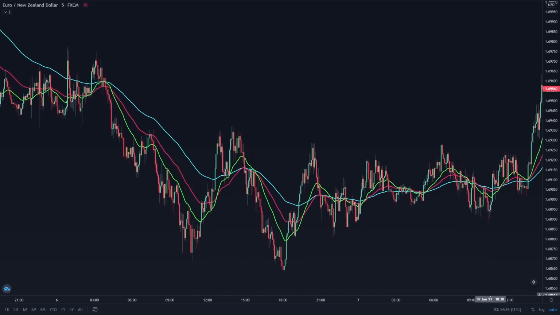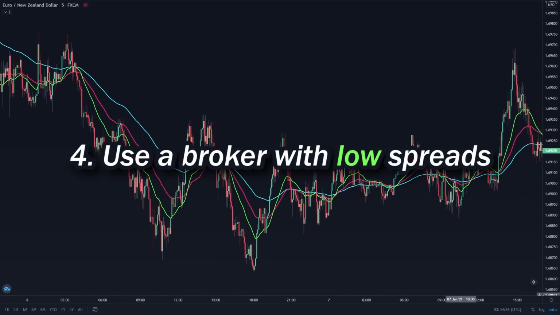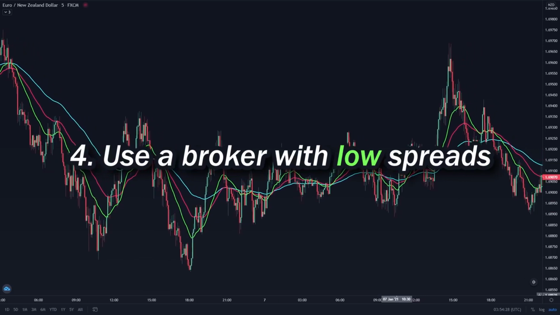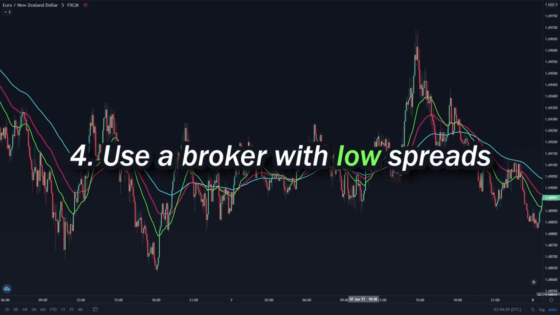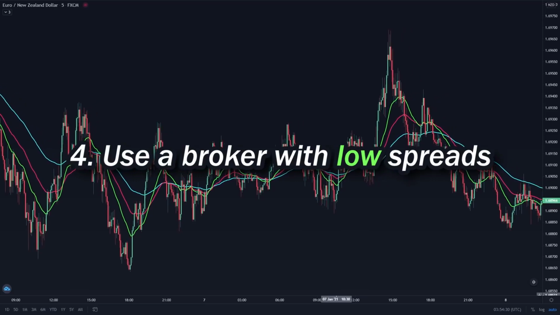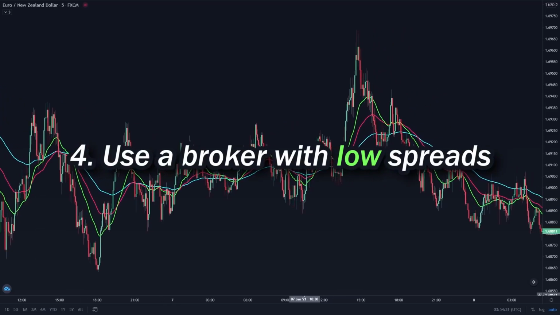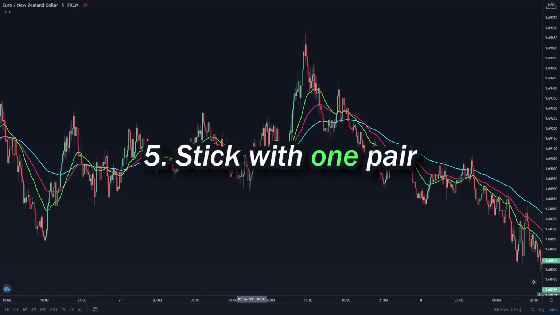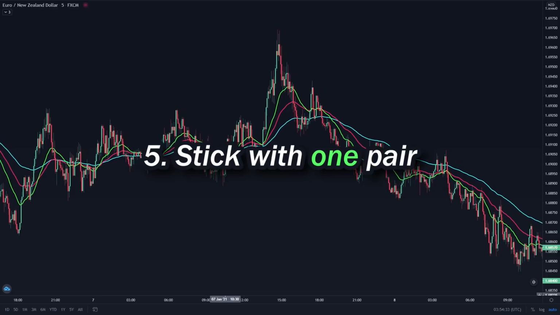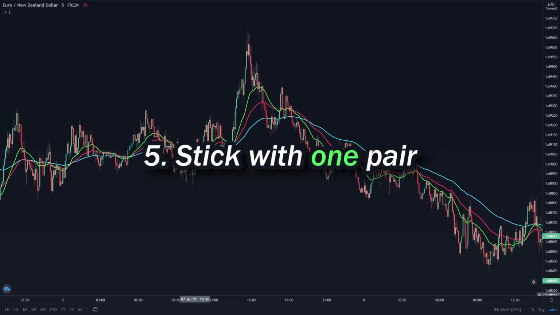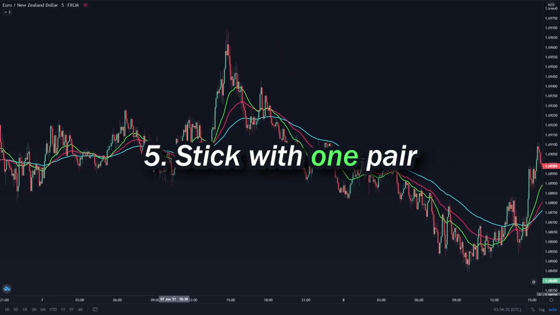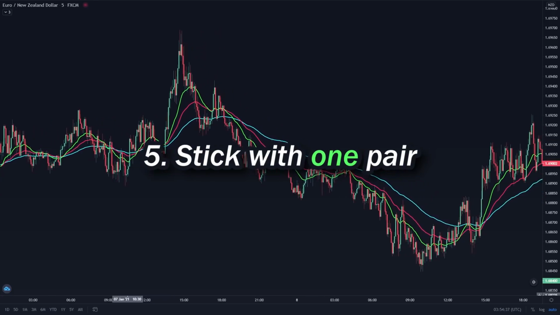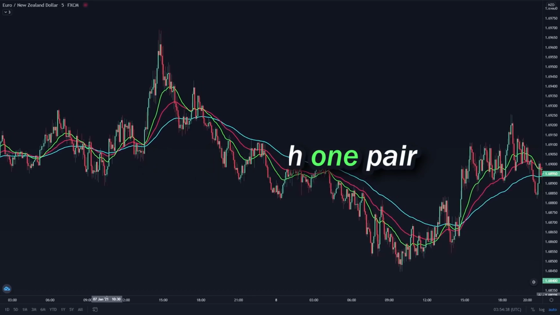The fourth tip is making sure you're using a broker with a low spread. This is actually very important because when you're scalping, every single pip counts, and if you're using a broker with a wide spread, you will have a hard time making a profit. And the last tip is sticking with one pair. When you're scalping, entry signals will appear very often, so you don't have to worry about missing entry signals from other pairs. Just choose one that you're comfortable with and stay with it.